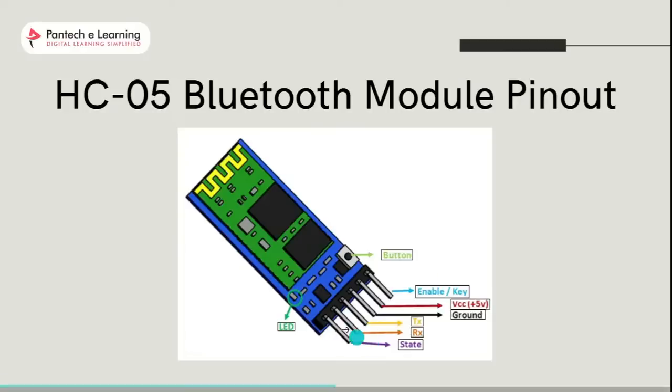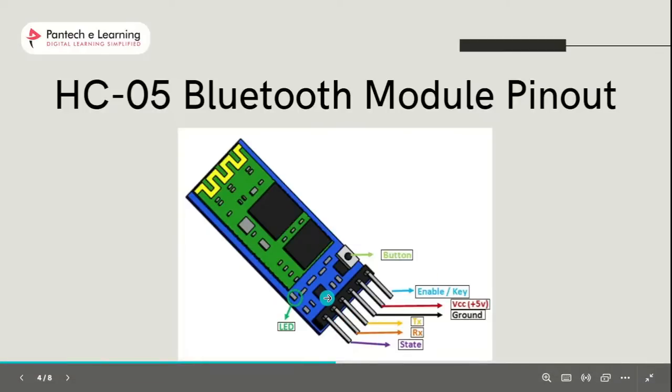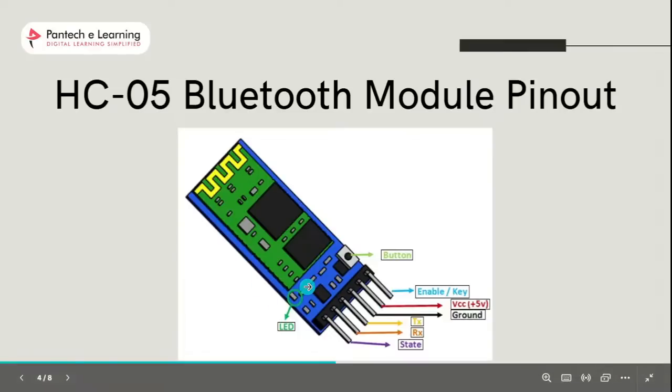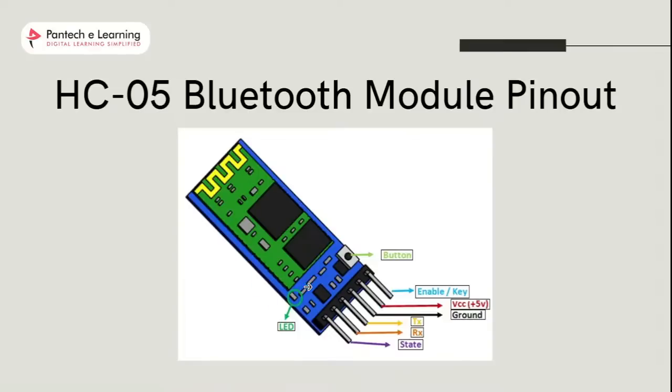And coming to the state pin, it will tell you whether this Bluetooth module is successfully connected to some other device or not. It will indicate this using the inbuilt LED, showing we have successfully connected to some other device. That is the purpose of this state pin.